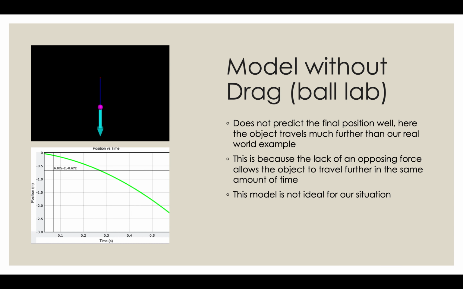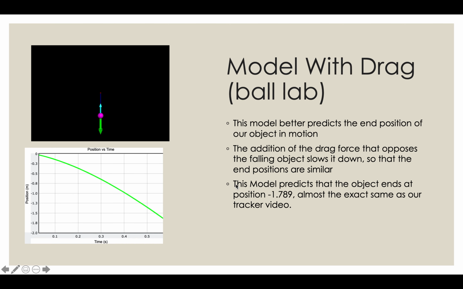Now, I would like to compare these results with the results of Lab 2 in order to better understand the effect of parachute on drag and net force. The model without drag for the ball lab is also a poor prediction of motion because there is no opposing force to slow the object down to a terminal velocity. Thus, this model predicts that the object travels much further than it really does. The model with drag predicts the motion of the system well, much like in our monkey parachute system. Here you can see that the system does reach a terminal velocity.